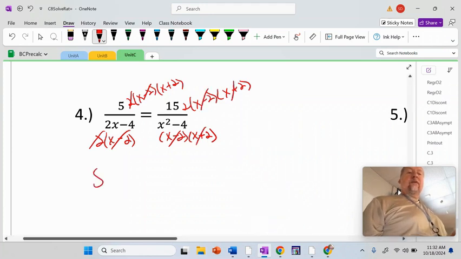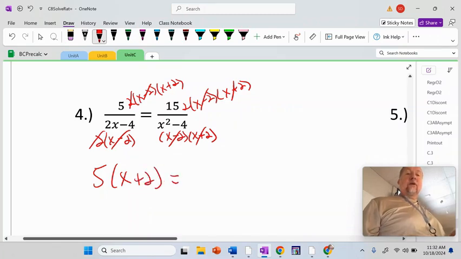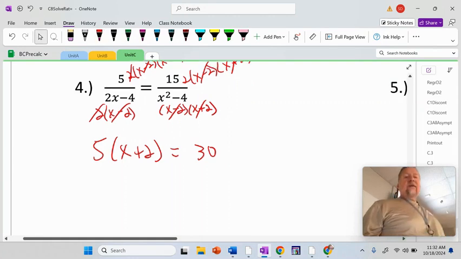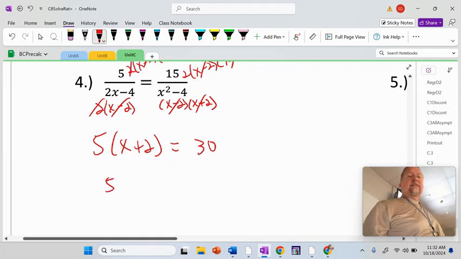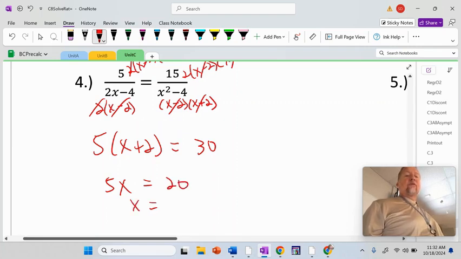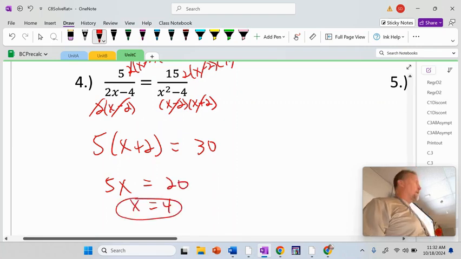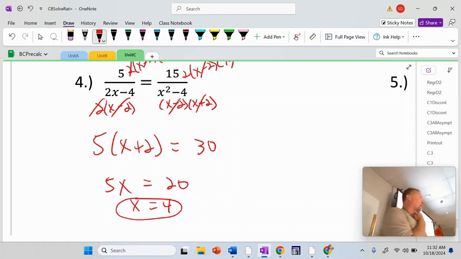Because then all I'm left with is 5 times x plus 2, and that equals 15 times 2, which is 30, right? That's a tough equation. Okay. Anyway, so 5x plus 10, subtract 10. Oh, no, wait. 5x plus 10, subtract 10. Doesn't that give 5x equals 20, x equals 4? Is that naughty or not naughty? Solution. Not naughty. 2 and negative 2 are naughty.